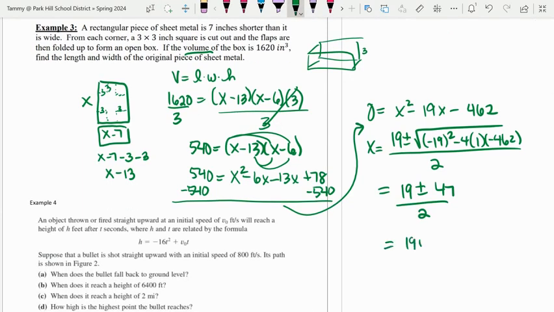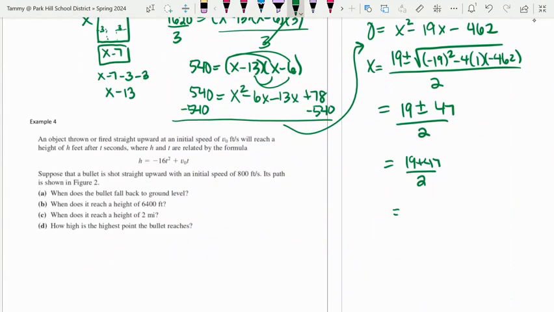So 19 plus 47 over 2 and 19 minus 47 over 2. 19 plus 47 equals, divided by 2 is 33. And 19 minus 47 divided by 2, negative 14. Can't have a negative for an x.